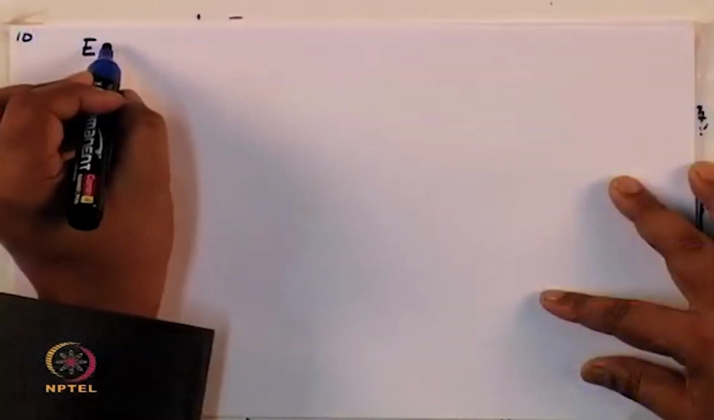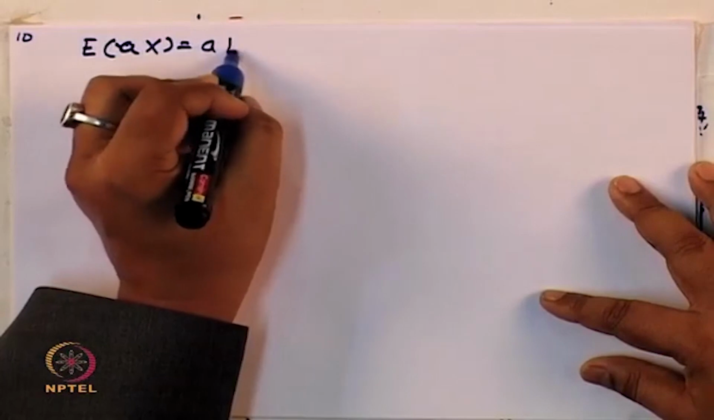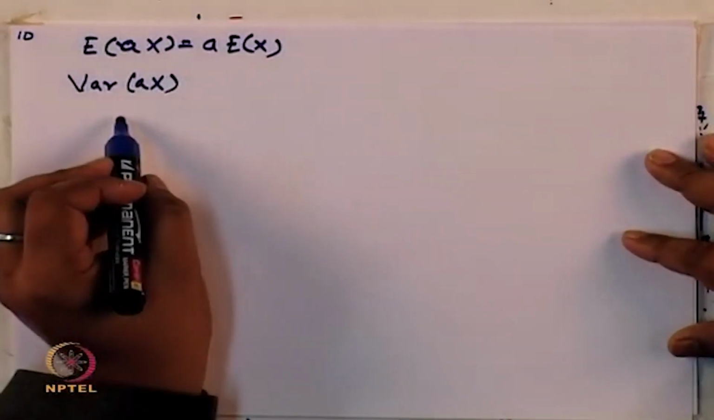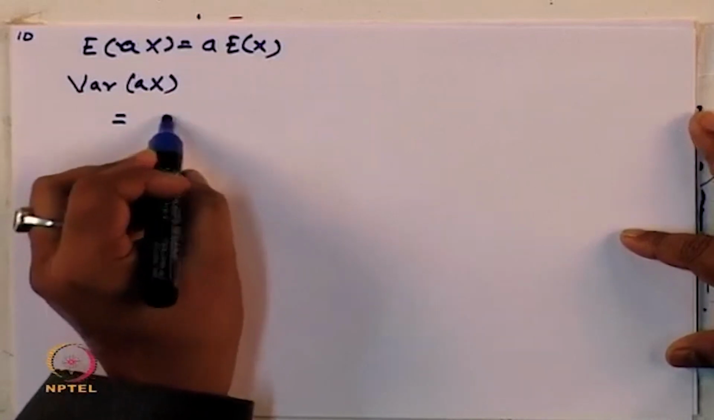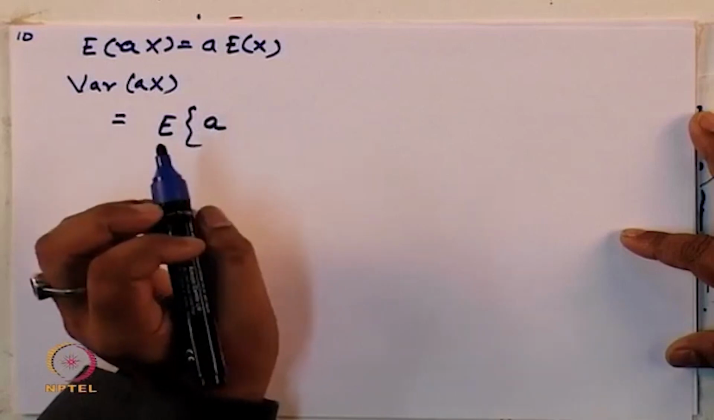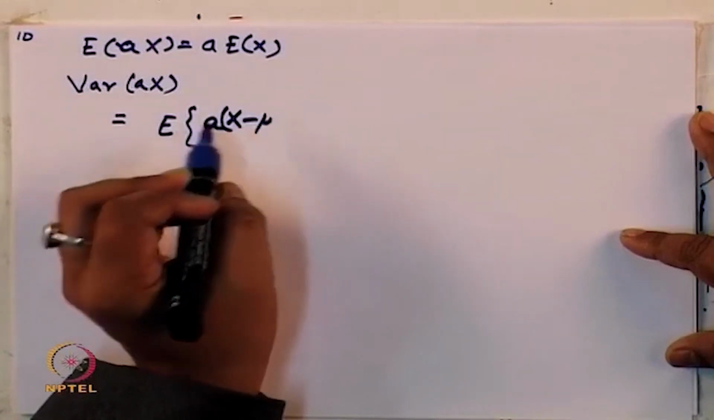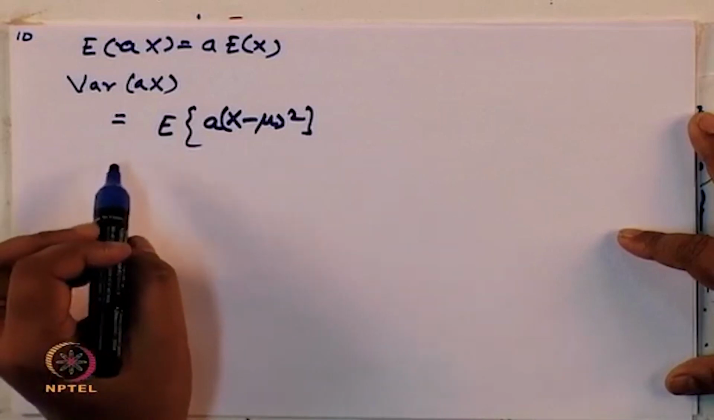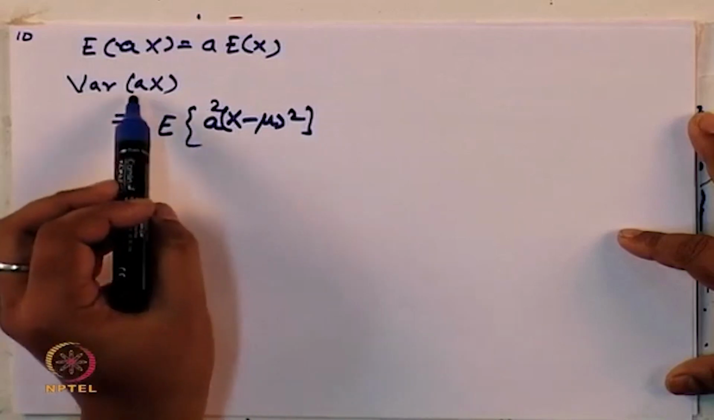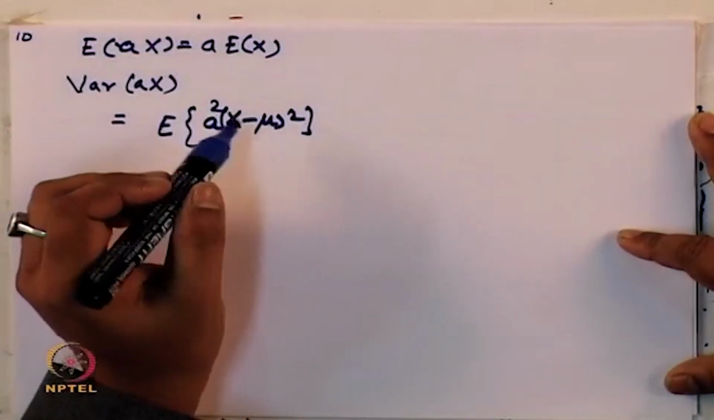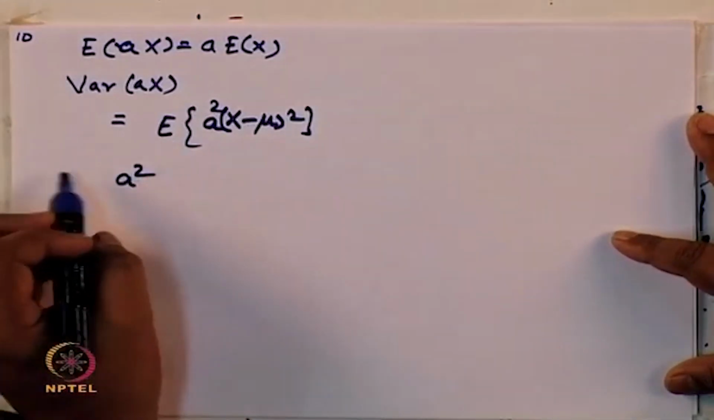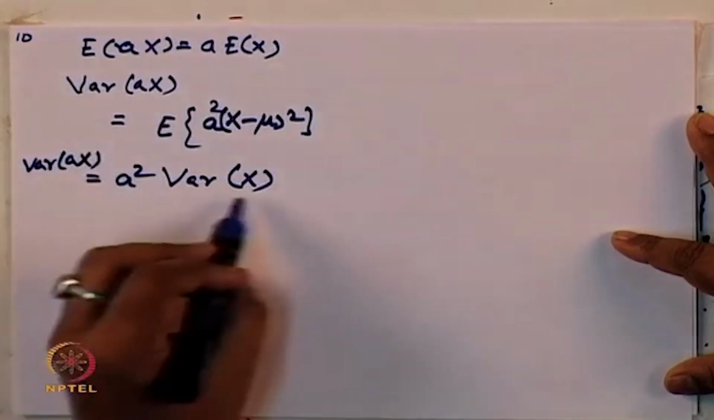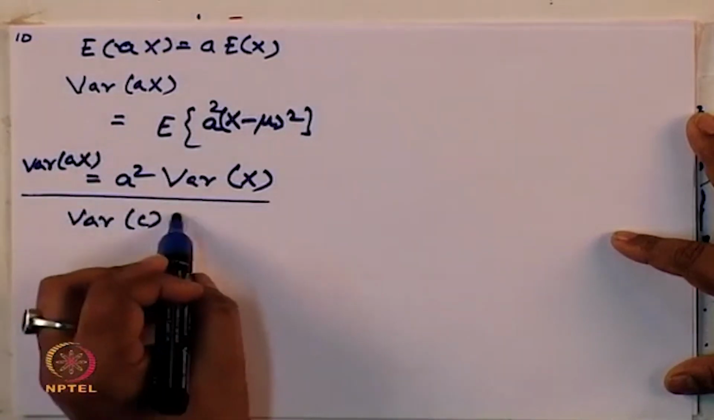So we have the following simplifications. E of a x is equal to a times E of x. What about variance of a x? It is the expectation of (a times (x minus mu)) whole square. You can take out the a square term, so variance of a x is going to be a square times variance of x. Variance of a constant is going to be 0.